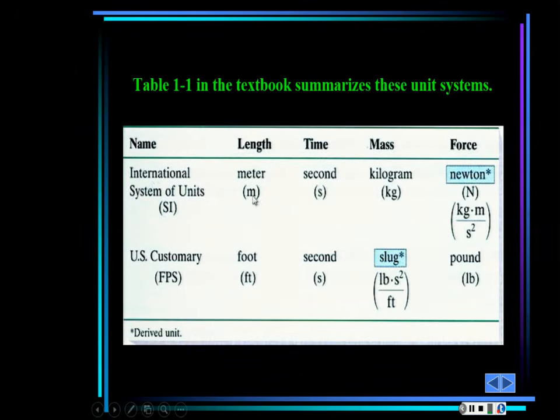In the international system of units, the unit of length is the meter, time is the second, mass is the kilogram, and force is the Newton. The US customary system is called FPS, foot-pound-second. In the FPS system, length is in feet, time is in seconds, and mass is in slugs.